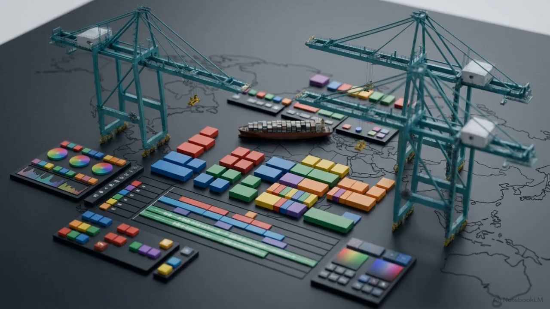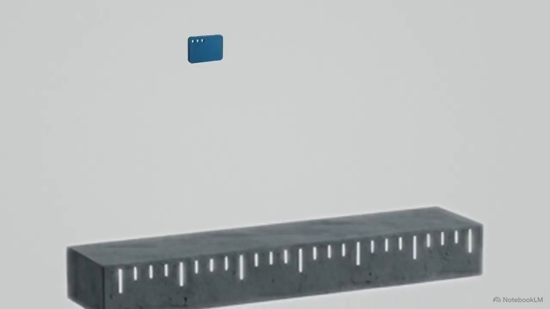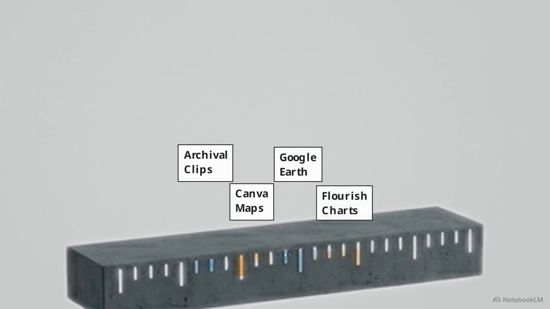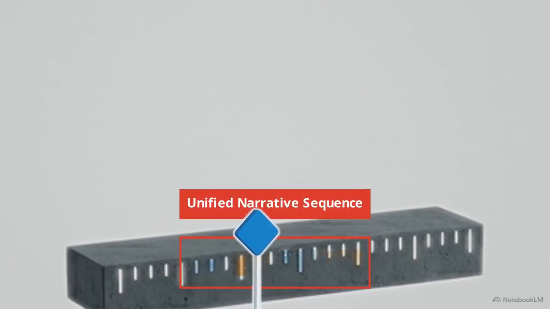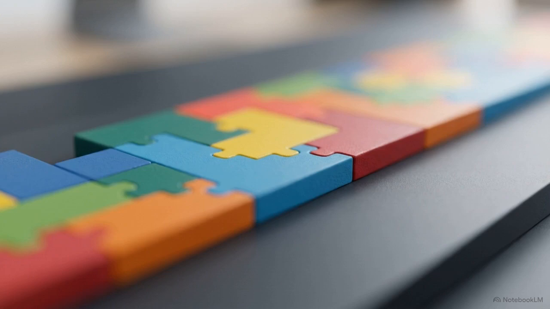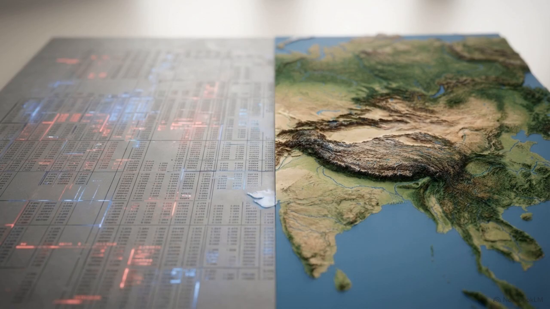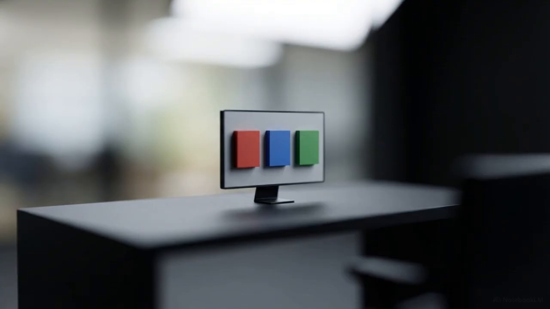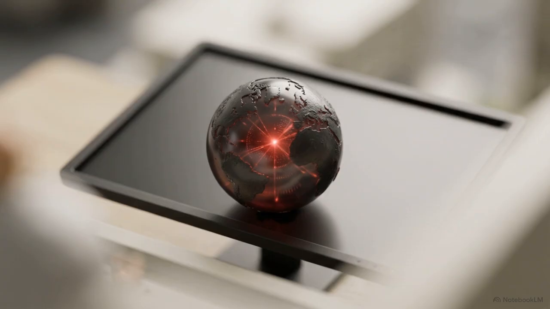Now move to your editing timeline for the final assembly. Layer your carefully trimmed archival clips, the Canva maps, the Google Earth time-lapses, and your Flourish charts into a single cohesive sequence. A highly professional edit relies entirely on finding the right balance. You anchor the viewer with objective satellite data and math, and you bridge the narrative gaps with transparent, thematic AI illustrations. Let's look at the result. The sequence flows seamlessly from satellite proof to economic data to geopolitical strategy, delivering a broadcast-ready experience.